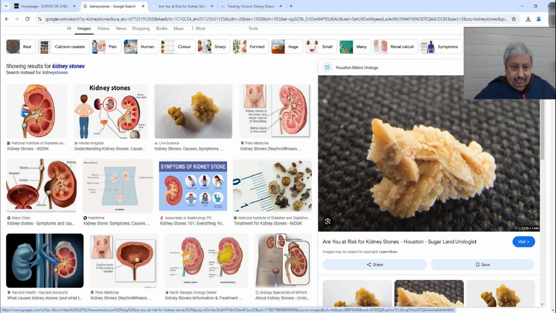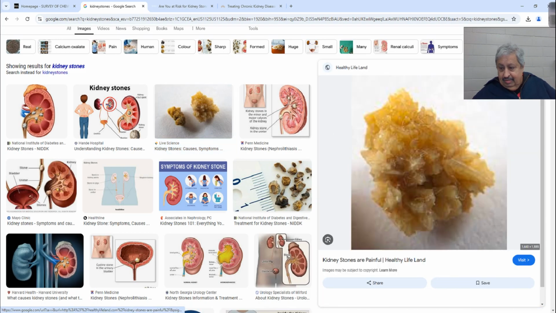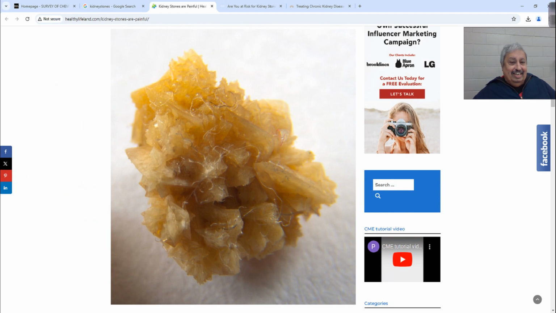This is a picture of that. This is another picture here. Here, this is another picture. I can show you how the edge is like a broken glass. Remember the broken glass? They have edges like glass. They can cut, and they can go in the neck of the kidney, and then cause all this bleeding because it can cut all the tissues.